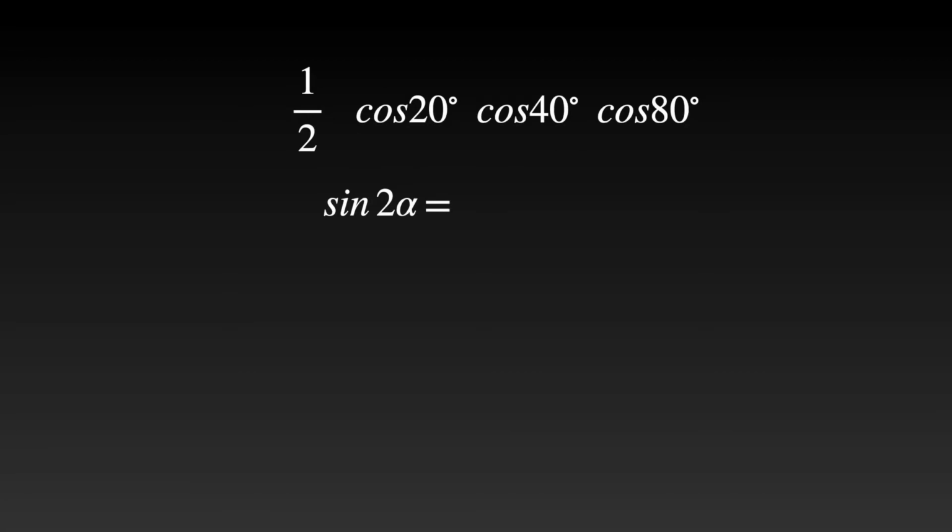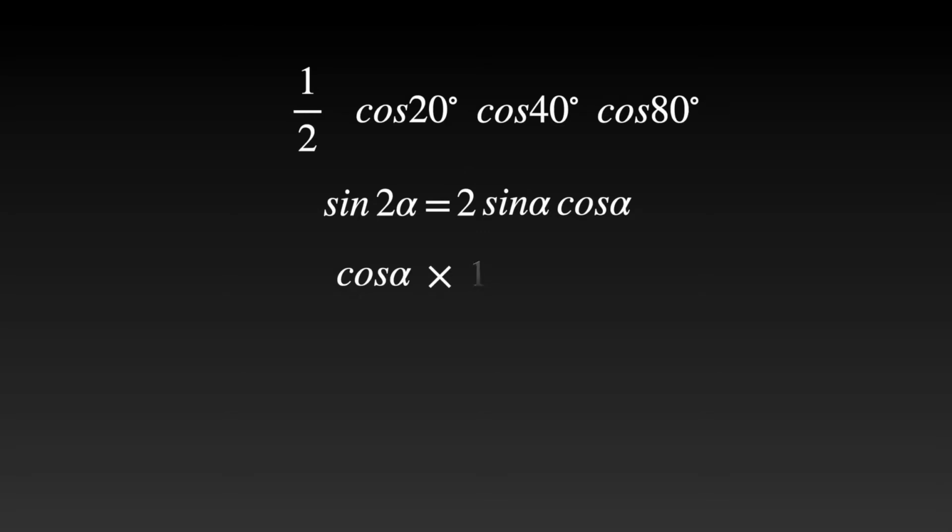Recall that sine of 2 alpha equals 2 times sine alpha times cosine alpha, where we can get sine alpha times cosine alpha equals 1/2 times sine of 2 alpha. Then how to deal with the cosines in the expression? Don't worry, let's try to introduce sines into the expression.